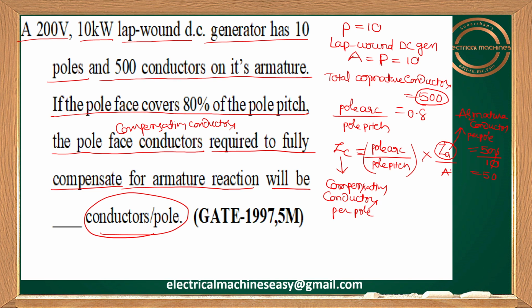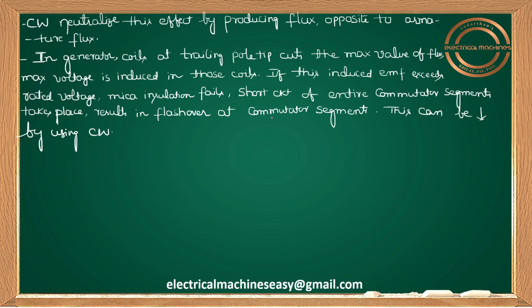Now what about the total number of parallel paths? For lap winding, the number of parallel paths equals the number of poles, which is 10. So what is the ZC value? Pole arc by pole pitch 0.8 into ZA, which is 50, by the number of parallel paths, which is 10. So 0.8 into 50 by 10, the value is 4. That is the composite conductors per pole: 4 conductors per pole. Very simple question. If you understand this formula, you can easily answer it.